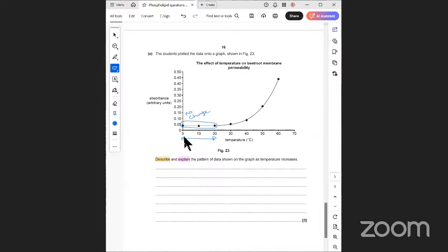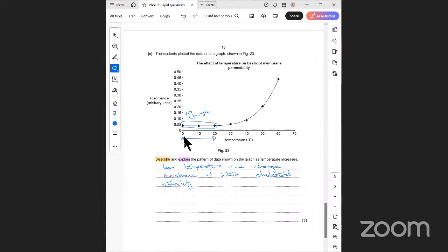I'm describing it. Now let's explain why. Why might there be no change? Well, because the membrane's intact. What have I got to remember? I've got to remember that I have my cholesterol. My cholesterol in my membrane is going to stabilize. Now, this is not expected in the question, but I always like to push it a bit further to explain why it is that that's the case. The membrane's intact at low temperatures because there's no change.